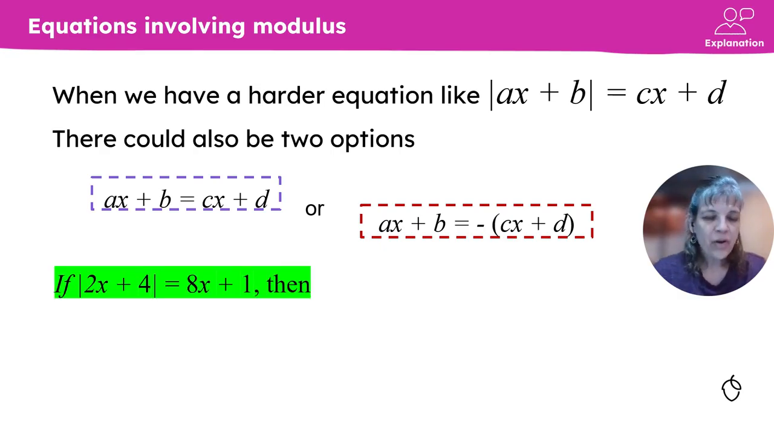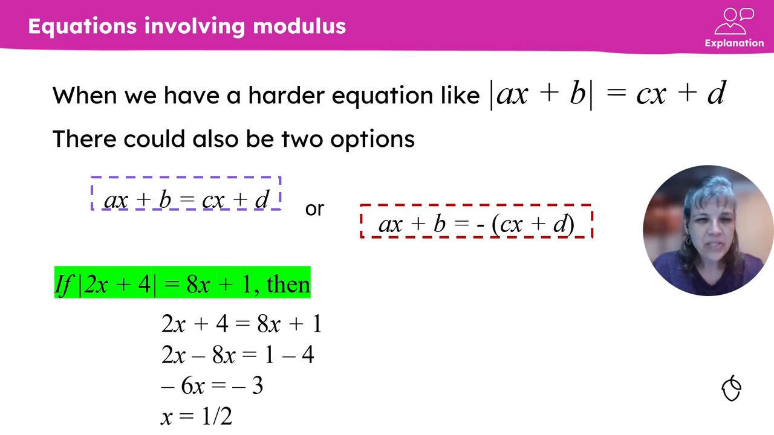So let's go back to our question, but just add a little bit to it. So if we have the modulus of 2x plus 4 equals 8x plus 1, then we have to write out two different options. We could have 2x plus 4 equals 8x plus 1, which is positive. And then we rearrange to be able to solve it. You can move the x's to either side, but if you move the x's to the left-hand side, you end up getting minus 6x equals minus 3. Hopefully you can follow that and see that x would then equal 3 over 6, or in lowest terms, 1/2. Well, what do you do if you have the other side? You write it out.